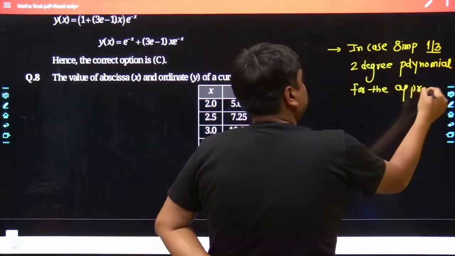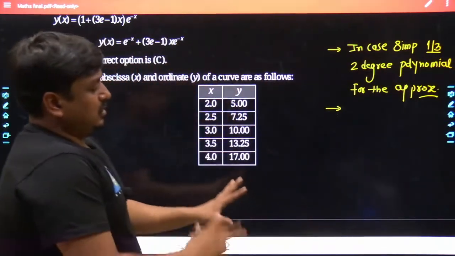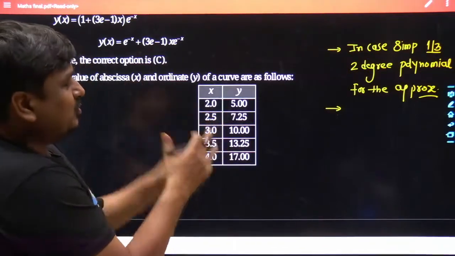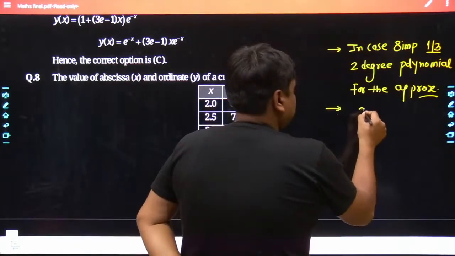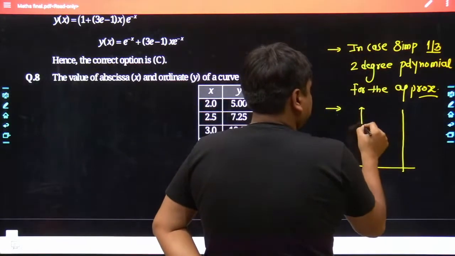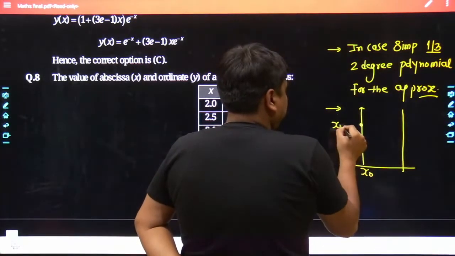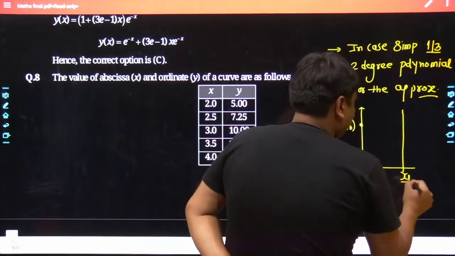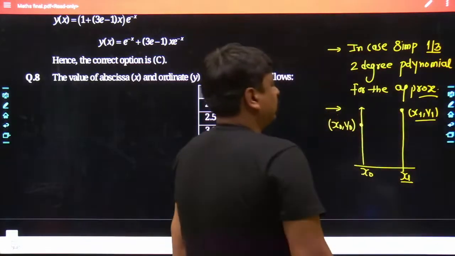Anyways, I would not go into the detailed derivation part of Simpson's 1/3 rule, but still, with the help of 2 or 3 important steps, I would be able to explain how Simpson's 1/3 rule works. My dear friends, see what is happening over here. Let's take, you have to find the area under these 2 points. Let's take the first point as x0. Corresponding to x0, you have the value of the function as y0, and similarly, let's take this as x1, and corresponding to x1, you have the value of the function as y1.